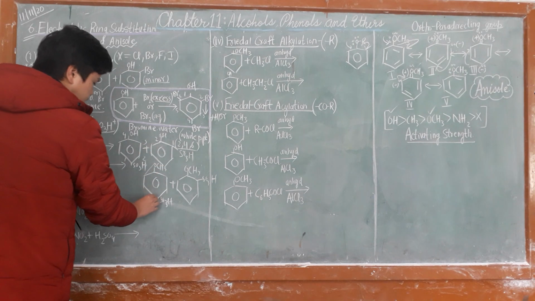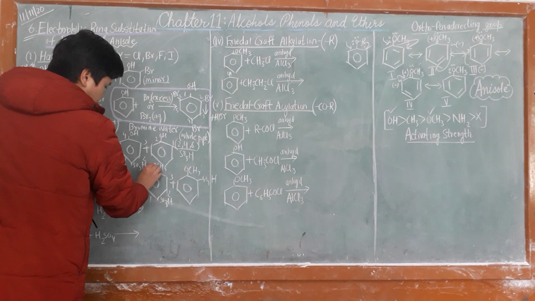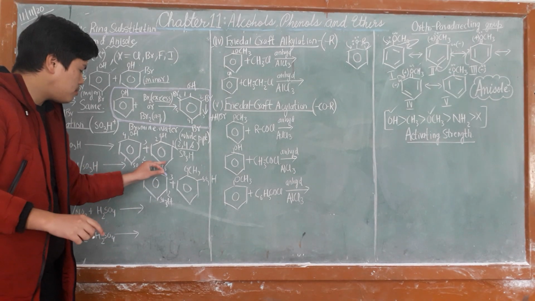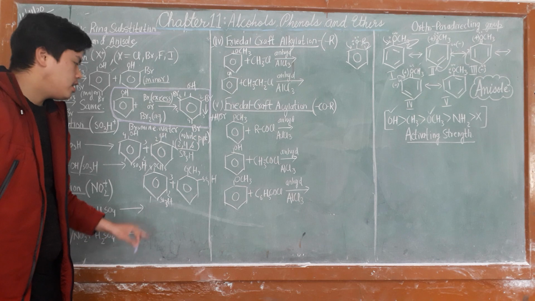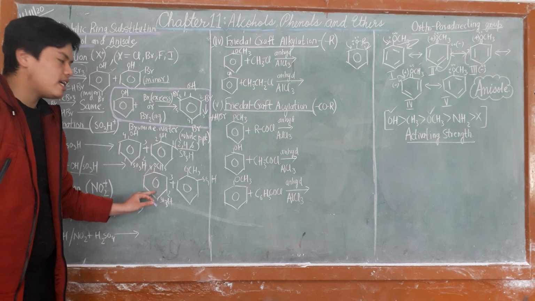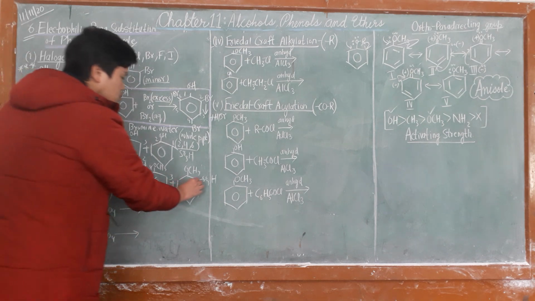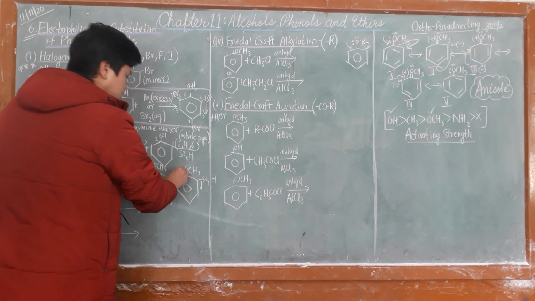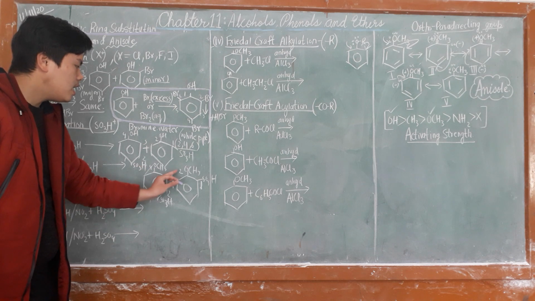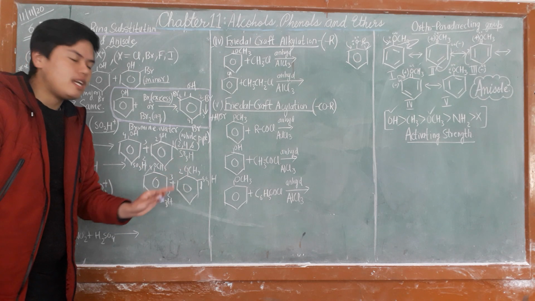The naming is 1, 2, 3, 4. The fourth position, let's say, what is this? This is methoxy. So 4-methoxybenzene sulfonic acid, because of the ether. Or this is your 2-methoxybenzene sulfonic acid. That is, para-methoxybenzene sulfonic acid and ortho-methoxybenzene sulfonic acid.